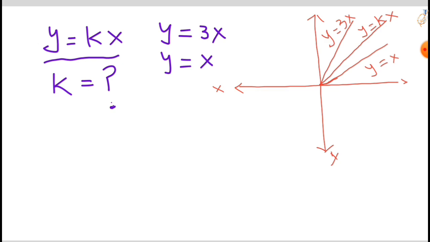Here the given line y equal to kx is an angle bisector of the lines y equal to 3x, y equal to x. This means that the angle bisector line divides the angle between these two lines into 2 equal parts. Here our goal is to find the value of k.